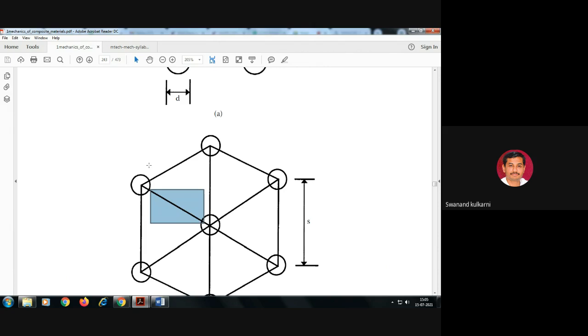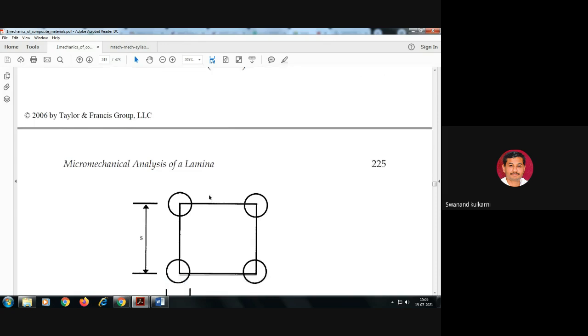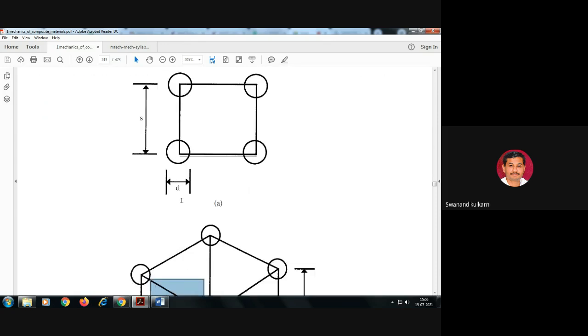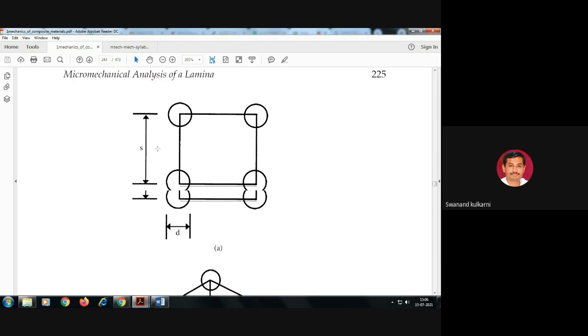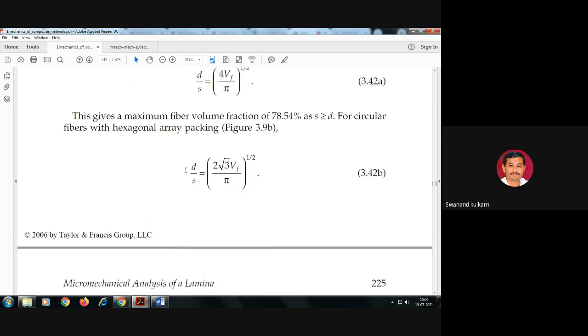So likewise, we can understand that if the fiber percentage is larger, definitely the properties will be superior, because the properties of the material are the outcome of the percentage of fiber and the properties of the matrix and fiber. So this is square geometry, this is hexagonal geometry, this is the fiber spacing, the diameter D, and yes, that relation is there.